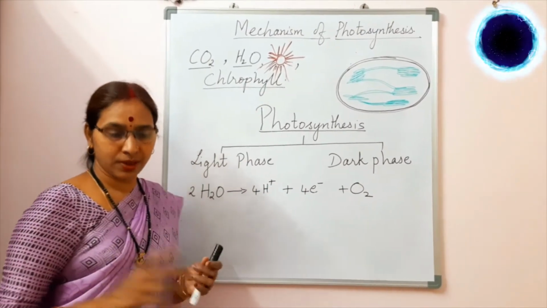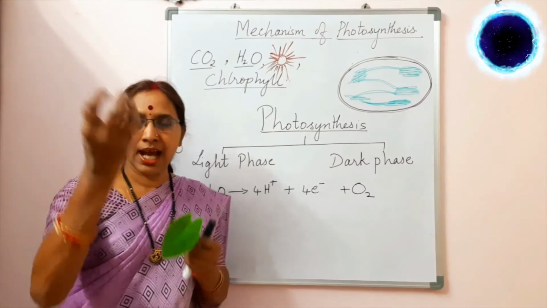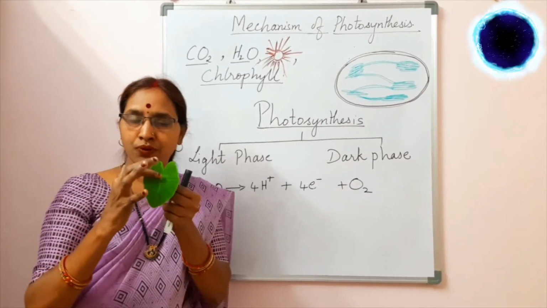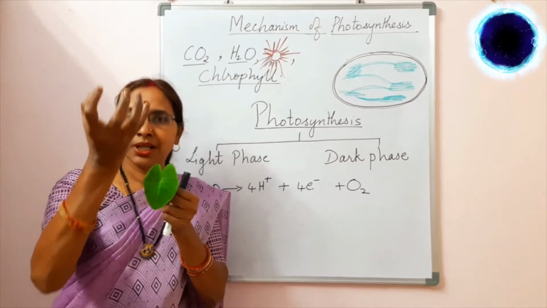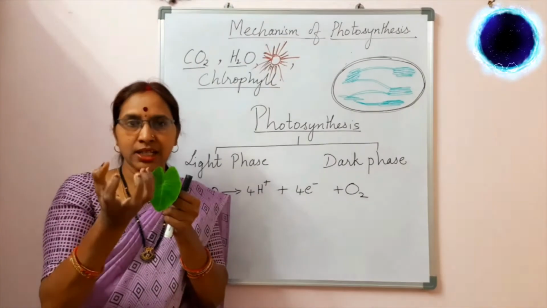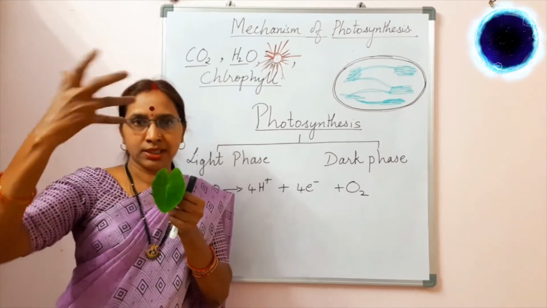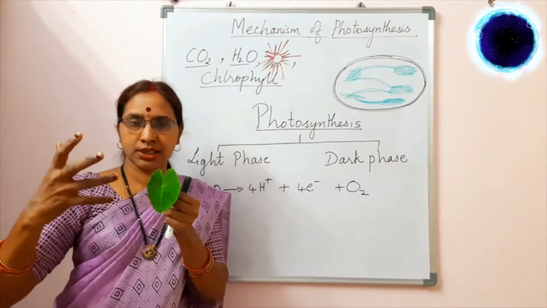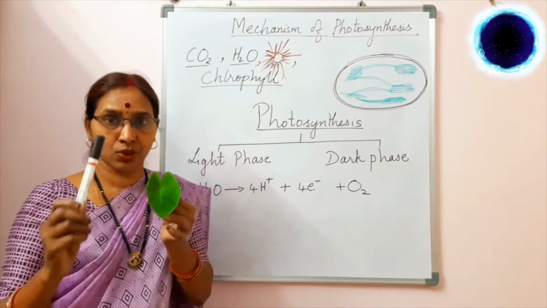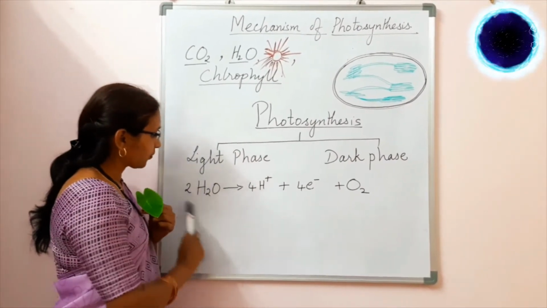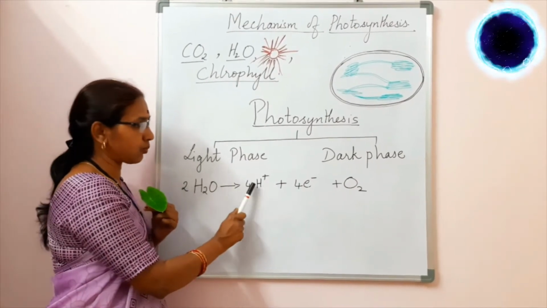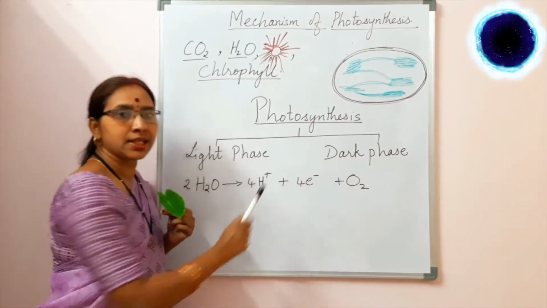So you have just learned that as soon as light falls on the leaf, the chlorophyll molecule absorbs the light and its energy. It gets oxidized, it loses an electron, and this oxidizing power of the chlorophyll molecule splits the water molecule into protons and electrons, and oxygen is released.